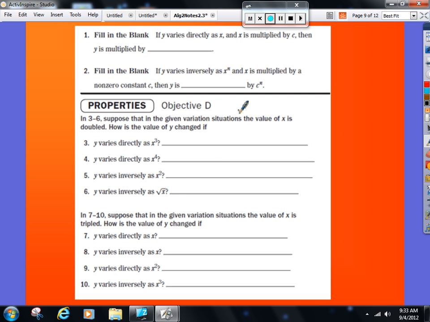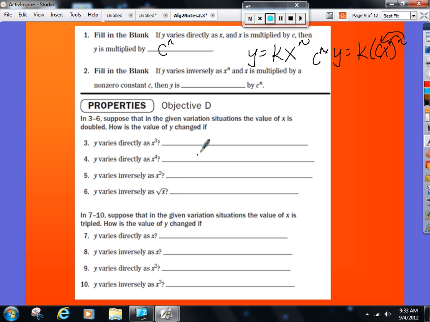Okay? If y varies directly as x to the n, and x is multiplied by c, then y has to be multiplied by what? C to the n. Because when it says vary directly, as we know, we have y equals kx to the n. If I multiply x by c, now I have y equals k(cx) to the n. To keep it even, I need to multiply this by c to the n so that they are still equal.